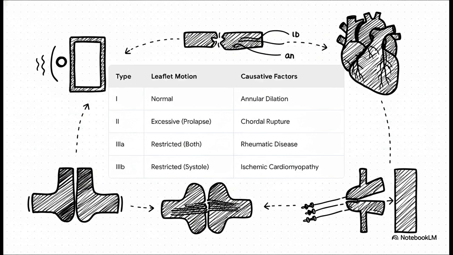We split this into 3A, where the leaflets are stuck in both systole and diastole, like you see in rheumatic disease, and 3B, where they're only restricted during systole, which is classic for ischemic disease where a bad section of wall is pulling down on the valve.